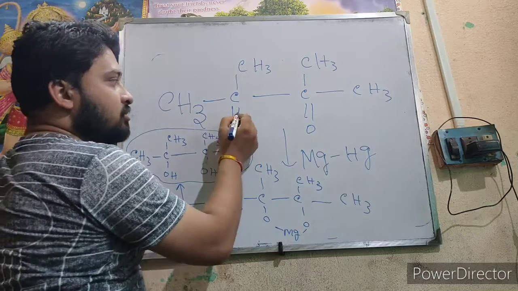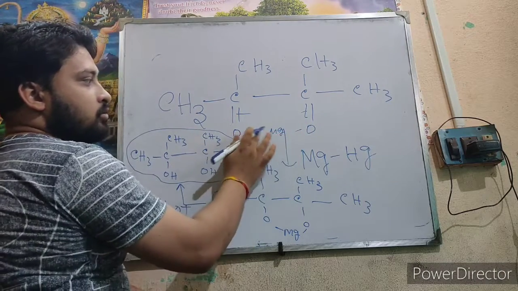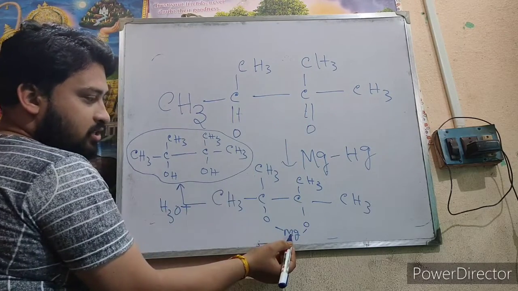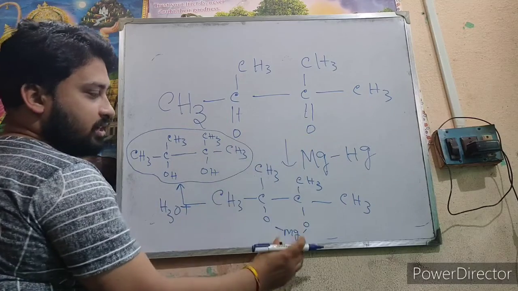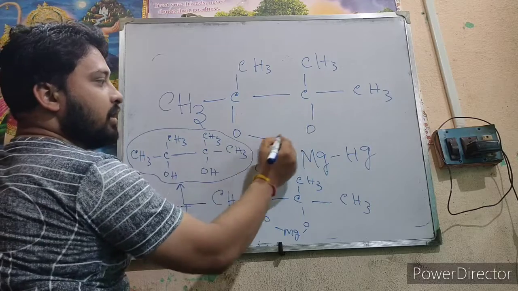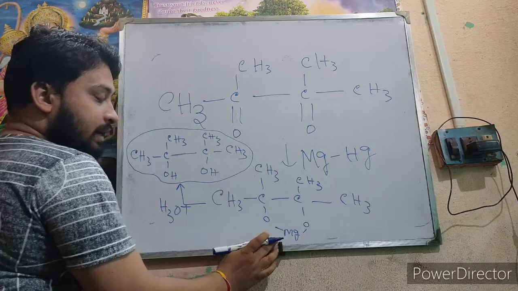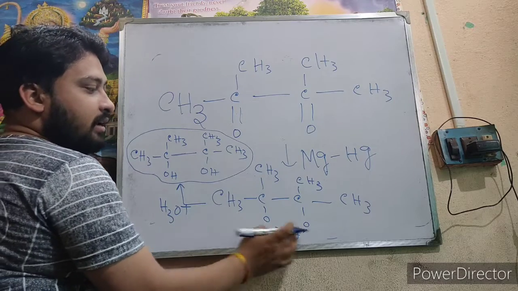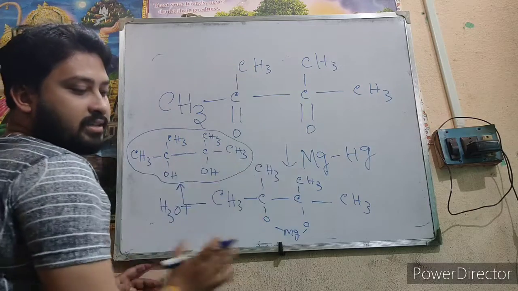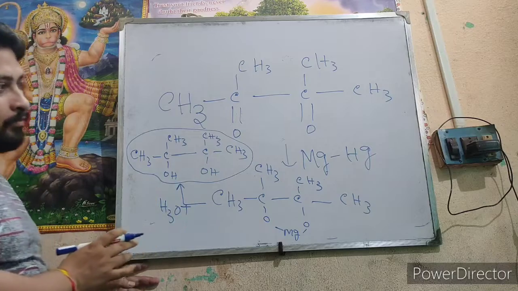Very easy reaction. You just break this bond, and Mg is added here. So what will be the next product? Mg is added here with those two oxygens, and this bond is broken when you use this Mg. Then you add H3O plus. OH is here, another OH is here. So this is pinacol and this is pinacolone. So the reaction is the pinacol-pinacolone reaction. Okay. Copy it.